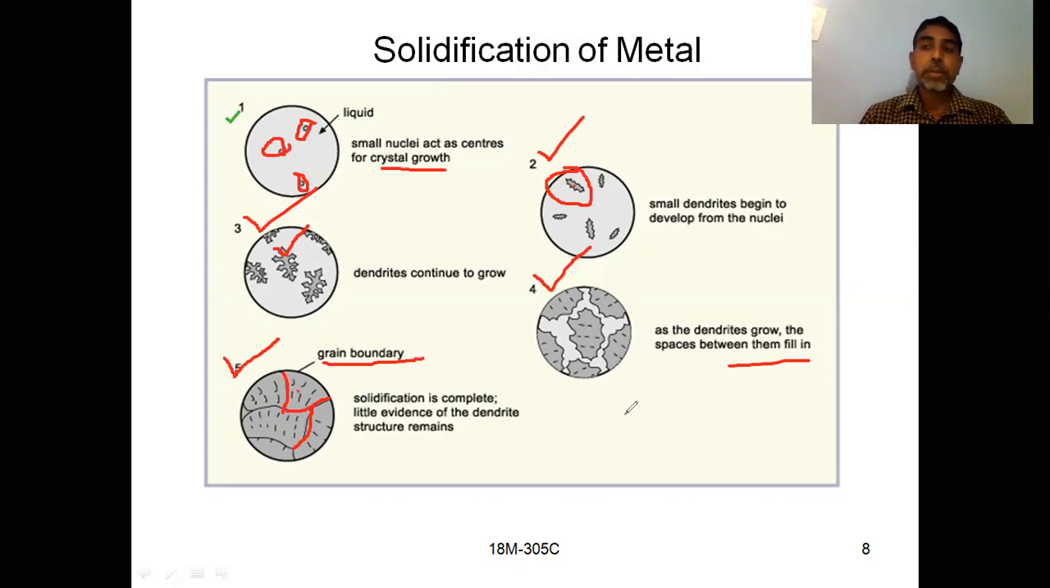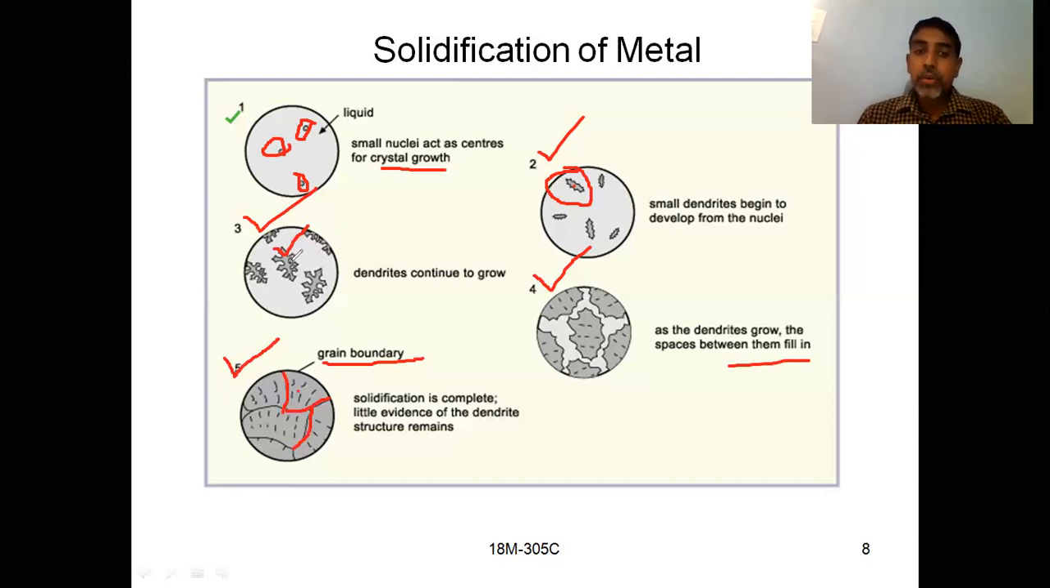So what is the first step? Initially you have liquid. When you start cooling it, what will happen? Initially, small nuclei will be formed, which will act as centers for the solidification. And about those centers, small dendrites will begin to grow. If you observe this one, about this nucleus, you have a small dendritic growth here. And when the cooling is continuing, what will happen?